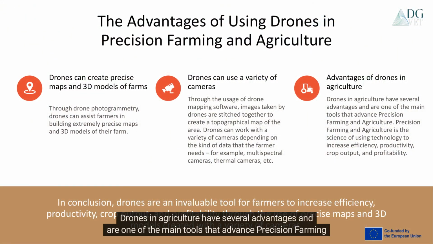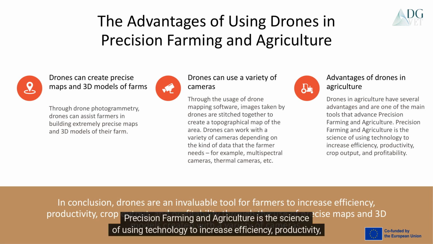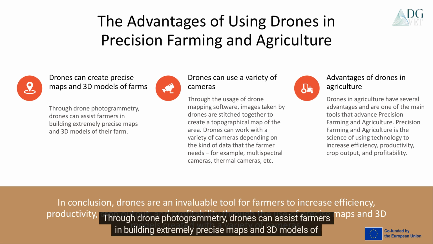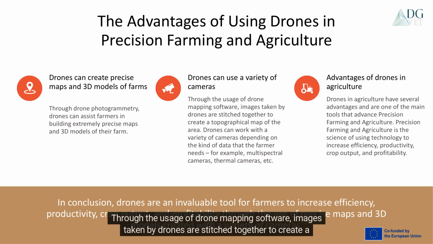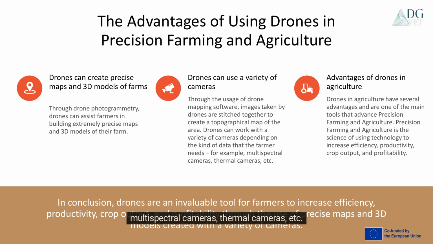Drones in agriculture have several advantages and are one of the main tools that advance precision farming and agriculture. Precision farming and agriculture is the science of using technology to increase efficiency, productivity, crop output, and profitability. Through drone photogrammetry, drones can assist farmers in building extremely precise maps and 3D models of their farm. Through the usage of drone mapping software, images taken by drones are stitched together to create a topographical map of the area. Drones can work with a variety of cameras depending on the kind of data that the farmer needs, for example, multispectral cameras, thermal cameras, etc.